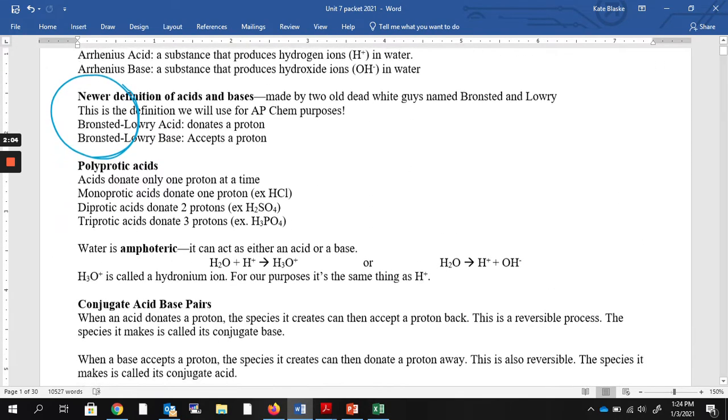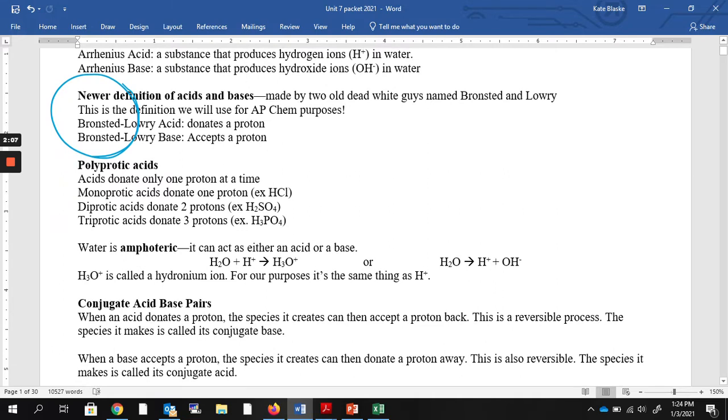Another vocab-y kind of word is polyprotic. It means exactly what it sounds like. Poly means many. Protic means protons. So an acid that can donate more than one proton is called a polyprotic acid. Now, when acids donate their protons, they only donate one proton at a time. So if it can donate more than one, it happens in steps. A monoprotic acid can only donate away one proton. A diprotic acid can donate away 2 protons, but it's going to donate one and then donate another one later. Triprotic acids can donate away 3 protons.